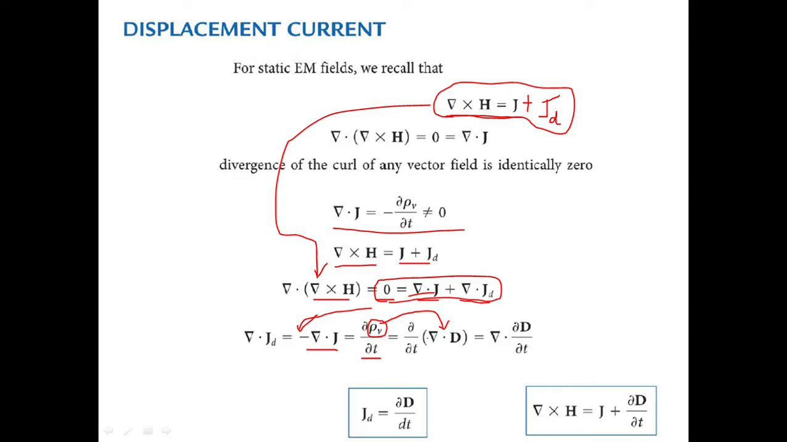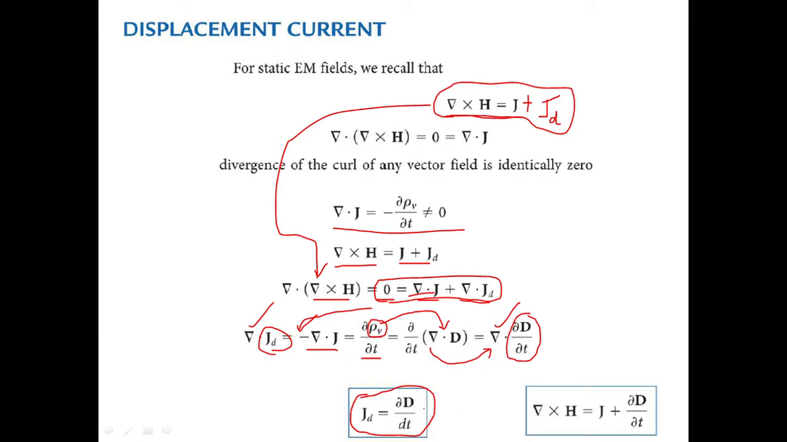So on the whole, how can we write? This del can be taken out and dou by dou t can be taken inside. So this equation can be written as divergence of dou D by dou t. Now what is the equation we got for JD here? Here we have divergence, here also we have divergence. So neglecting divergence on both the sides, we get JD is equal to dou D by dou T. That is what is written here.